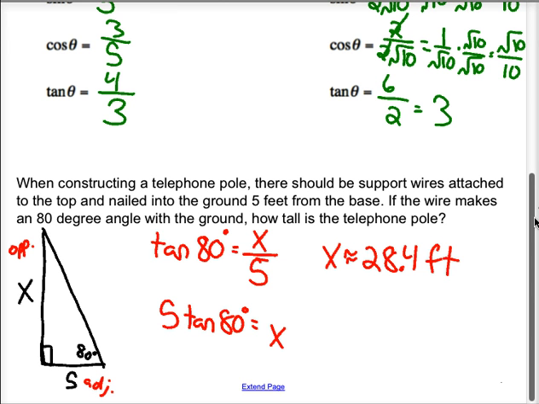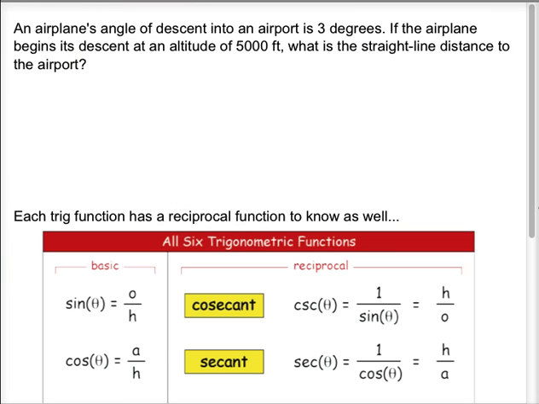All right, so word problems. Kind of the gist of that. Draw a picture, decide which one to use, sine, cosine, or tangent, and solve from there. So let's do that with this next one as well. An airplane's angle of descent into the airport is 3 degrees. If the airplane begins its descent at an altitude of 5,000 feet, what is the straight line distance to the airport?